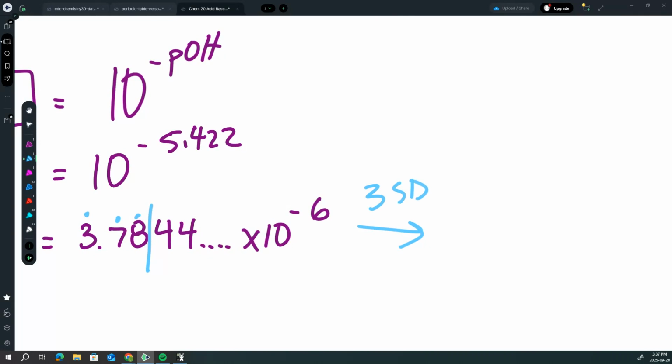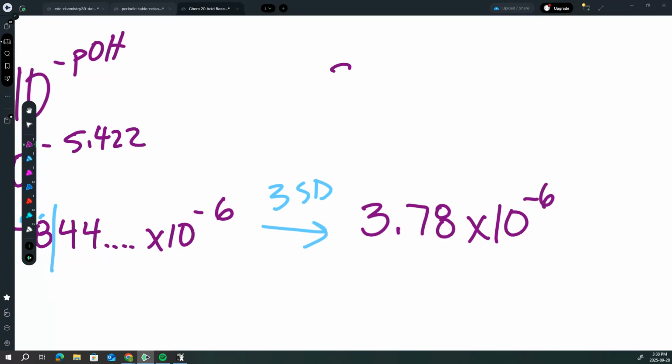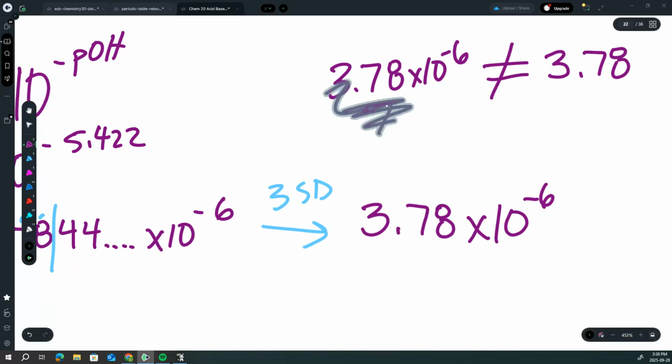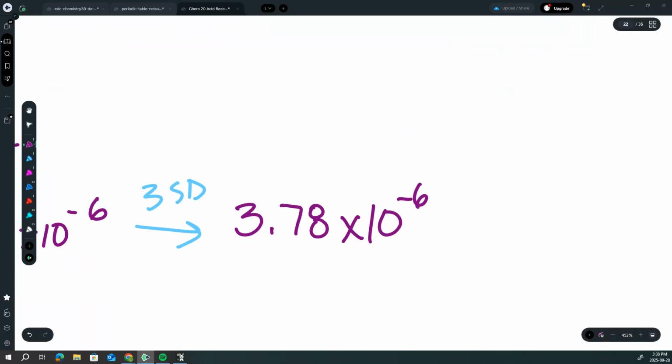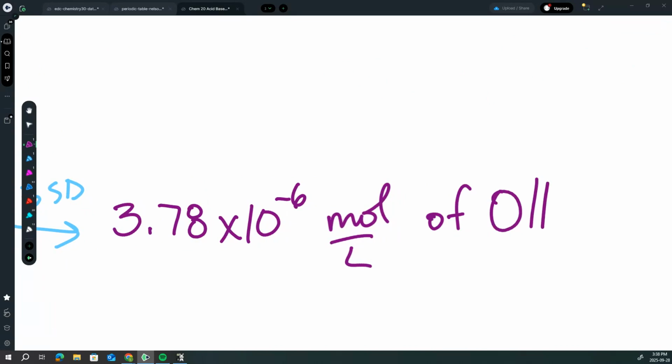So 3 sig digs. So that's going to be 3.78. And then whatever you do, do not forget about the times 10 to the negative 6. People often forget about it. Remember, 3.78 times 10 to the negative 6 is not the same thing as 3.8. Those are two wildly different numbers. This one is way smaller compared to this one. Okay. And then also don't forget about your units. So moles per liter of hydroxide.